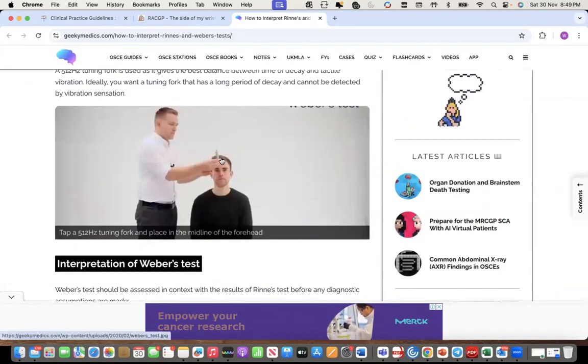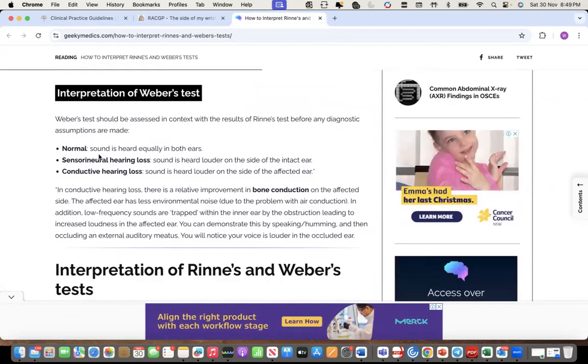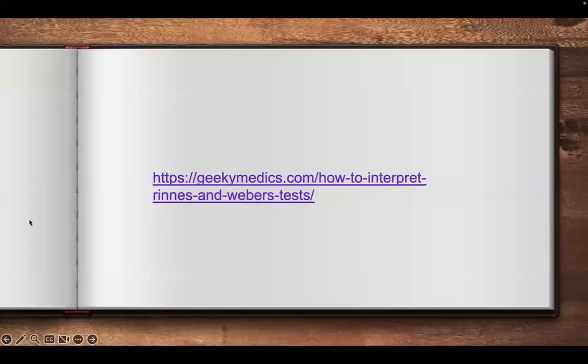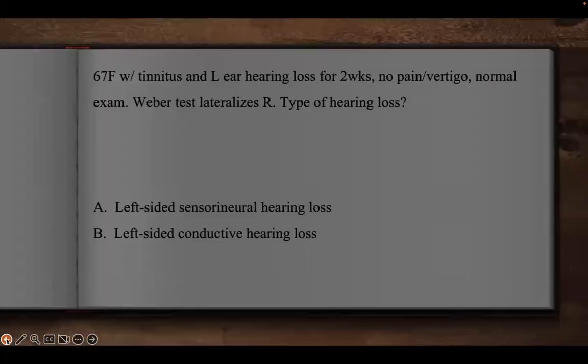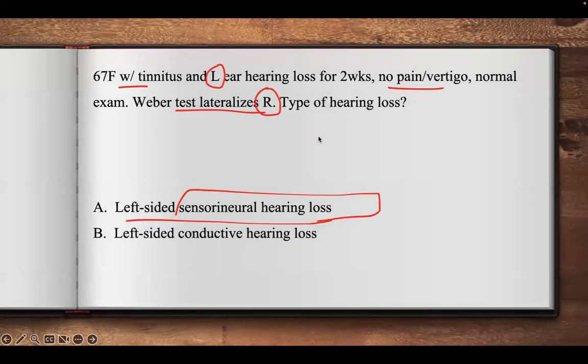So you put the tuning fork in the middle of the forehead. When your ear is normal, the sound is equally heard in both ears. When there's a sensorineural hearing loss, the sound is heard louder on the intact side. And when it is conductive hearing loss, the sound is louder on the side which is affected. So in our patient, the Weber's lateralizes to the right ear. That means the left ear was affected with a sensorineural hearing loss.